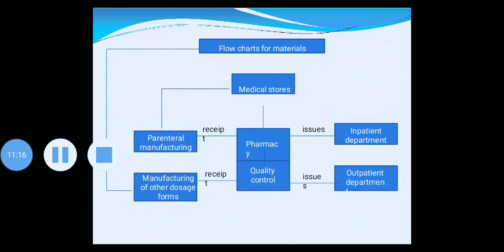Then the flow chart of the material. In the flow chart of the material, different parts are also included: the material stored in the parenteral manufacturing, receipt to the pharmacies, then issue to the inpatient department, then manufacturing of the other dosage forms, quality control, issues to the outpatient department. Flow chart of the material in the parenteral preparation.